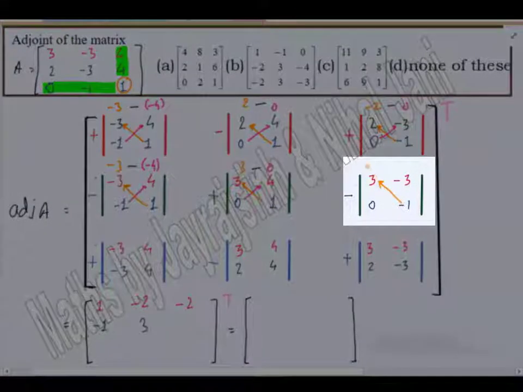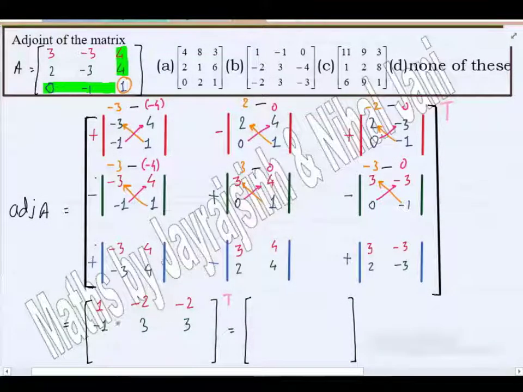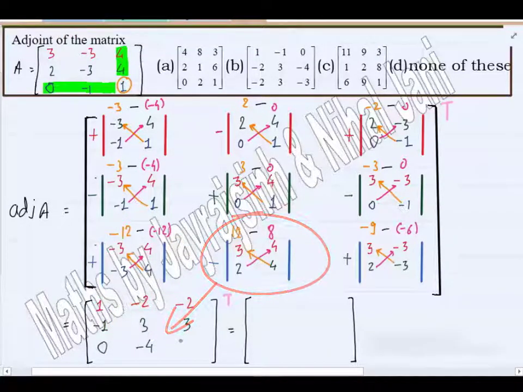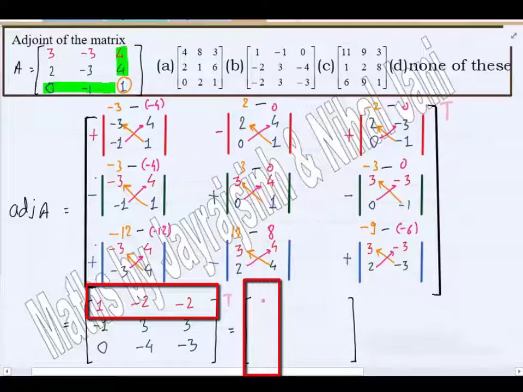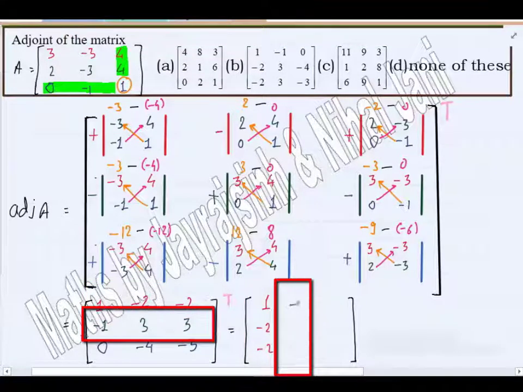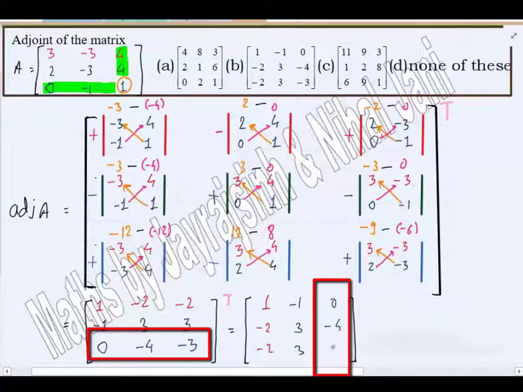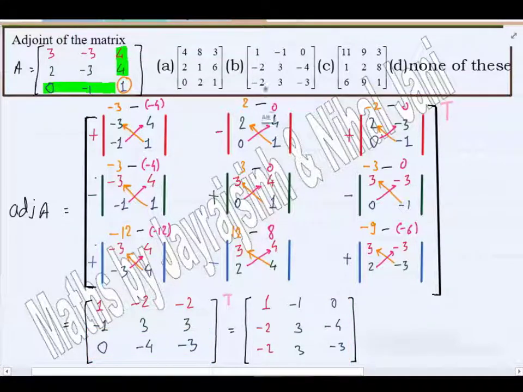Next minus 3 minus 0 with negative sign, get plus 3, and elements of the last column are 0, minus 4 and minus 3. Last, don't forget to transpose. So first column will be 1, minus 2, minus 2. Second column will be minus 1, 3, 3. Last column will be 0, minus 4, minus 3. Tada! Option B is your final answer.